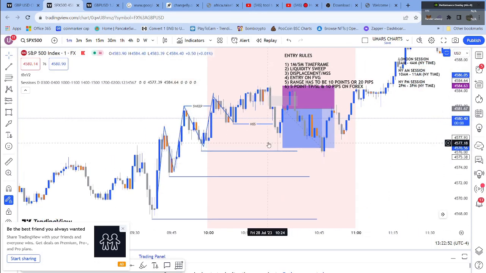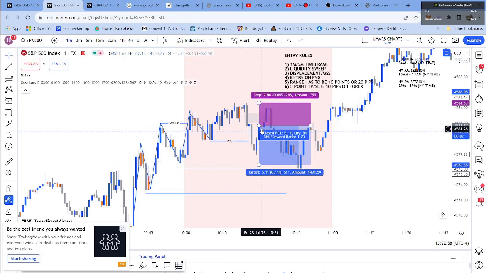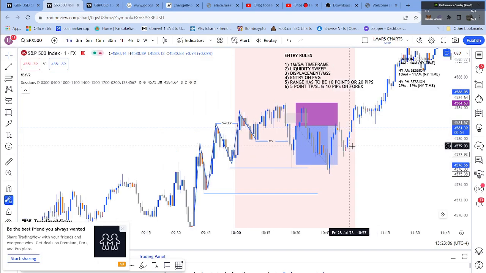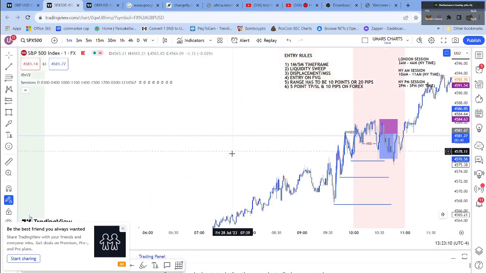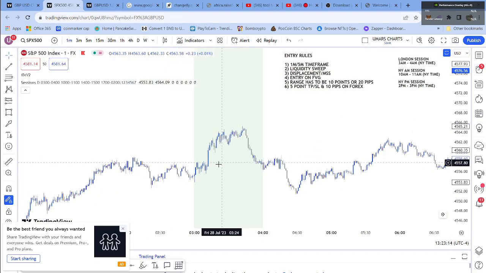As you can see, price came in, price created the market structure shift, price retraced back into the fair value gap, and price shot straight down, targeting 5 handles. As we can see, that would have been a take profit hit. Let us see if we can find another example. This was the London session.